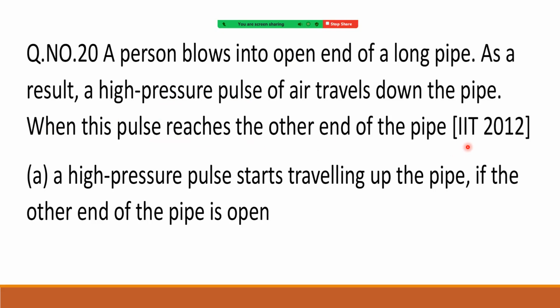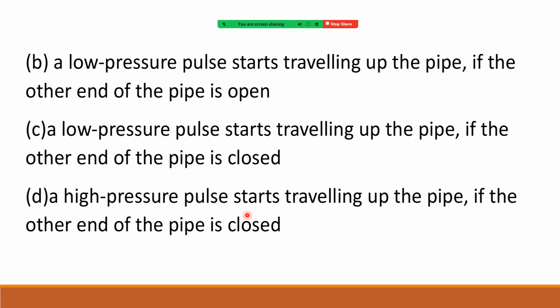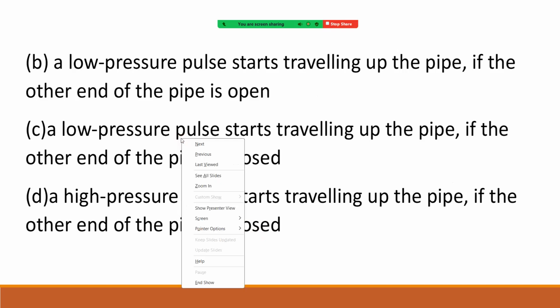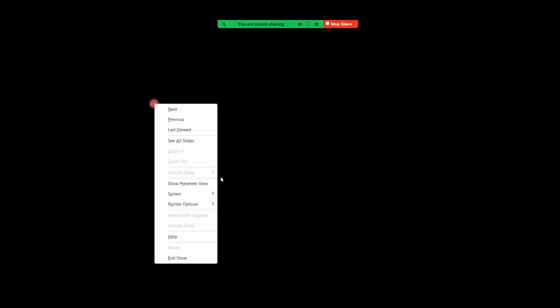Right, see the options given. A high pressure pulse starts traveling up the pipe if the other end of the pipe is open. See the next option. A low pressure pulse starts traveling up if the other end of the pipe is open. Next, given closed and closed. Let us see what we have discussed as a concept earlier. Just revise briefly once.